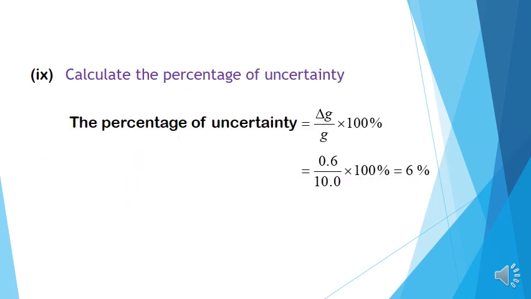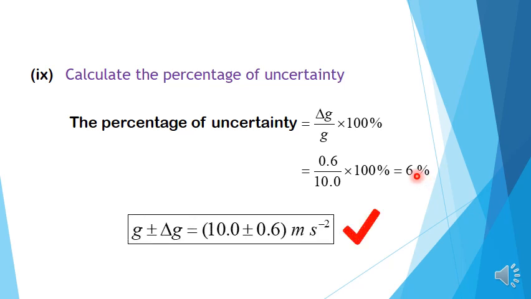Roman 9. Calculate the percentage of uncertainty. The percentage of uncertainty is given by del G over G multiplied with 100%. Then substitute the values of del G and G into this formula. As a result, the percentage of uncertainty obtained is 6%, and it is less than 15%. This means that the result that we obtain for G plus minus del G is acceptable.